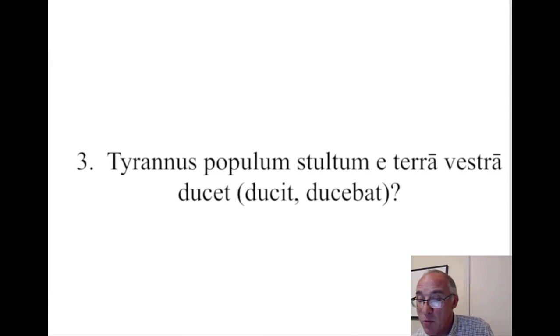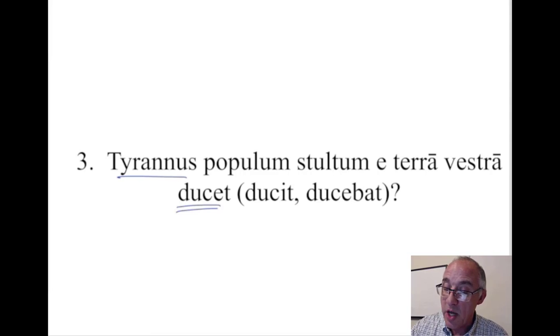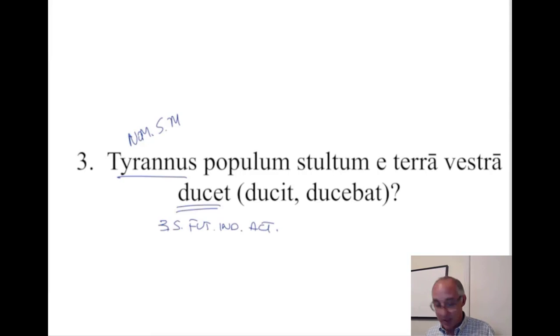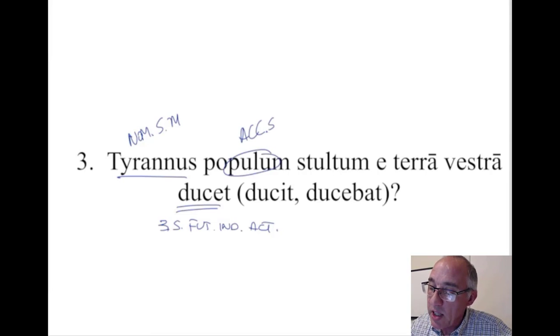Number 3, Tyrannus populum stultum e terra vestra ducet. The verb is ducet. Here it is. The subject is Tyrannus, nominative, singular masculine. Ducet, third person singular, future, indicative, active. Why will there's no why, grabbing that from the previous sentence, excuse me. The tyrant will lead. Will lead what? A populum. Accusative, singular masculine.